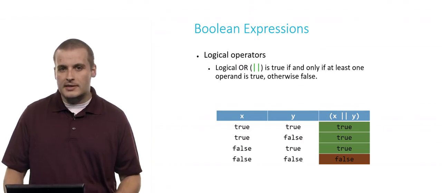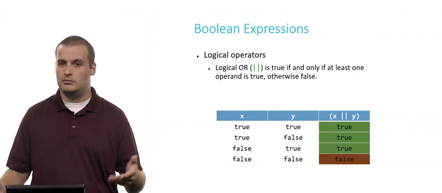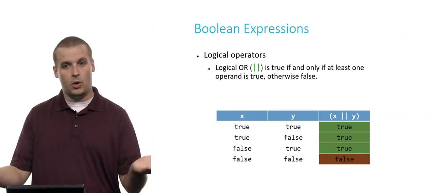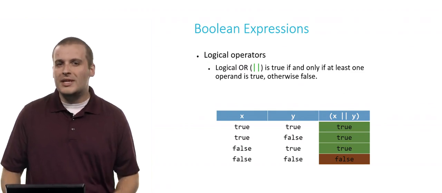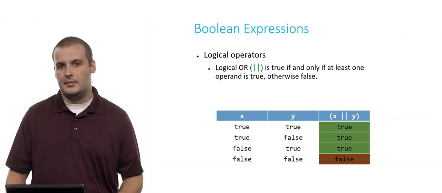If x is false and y is true, well, one of them is still true, right? Y is true in this case. So it's true that x or y is true. Only if x is false and y is false do we not go down that path, because neither x nor y is true.